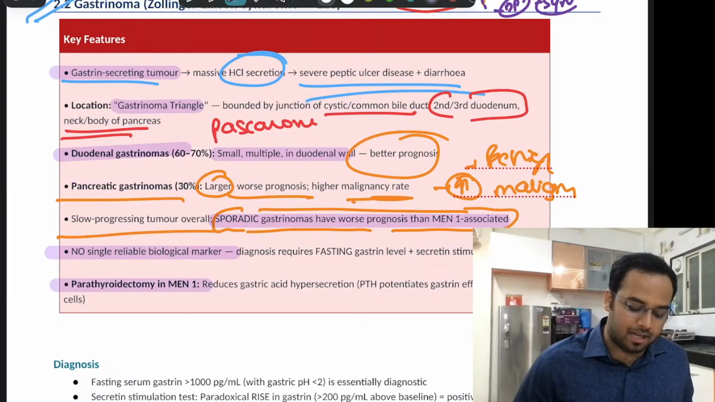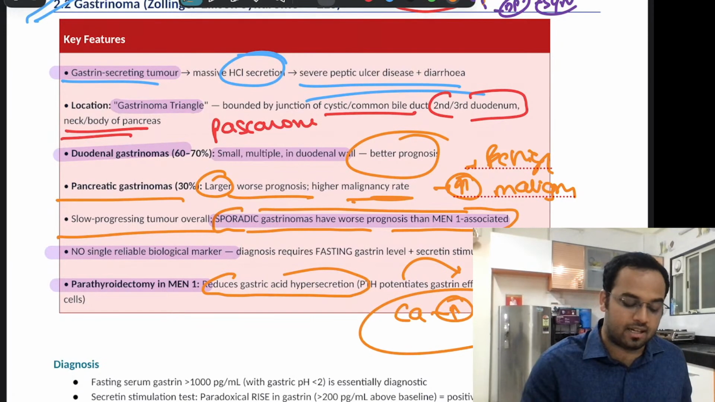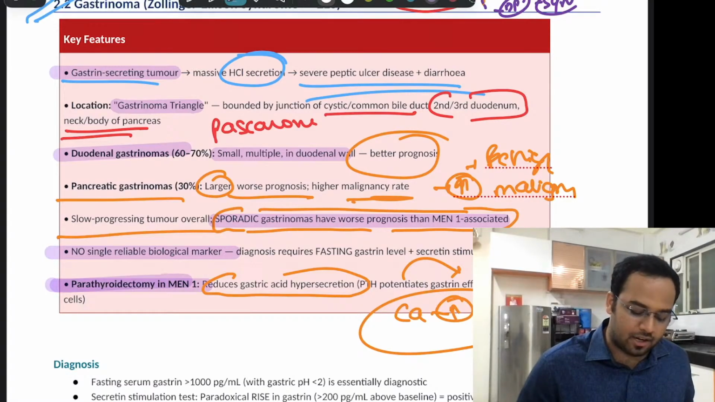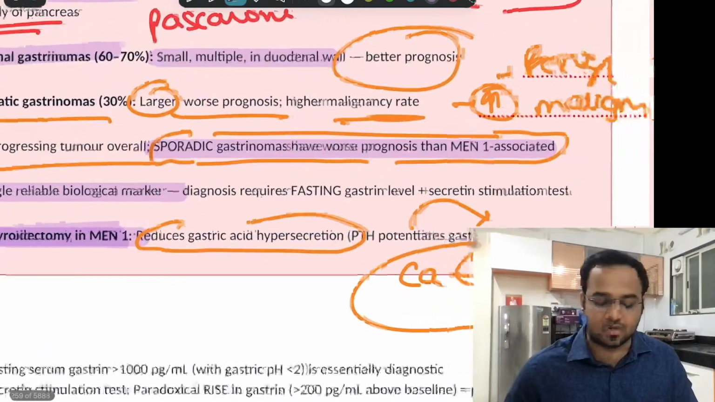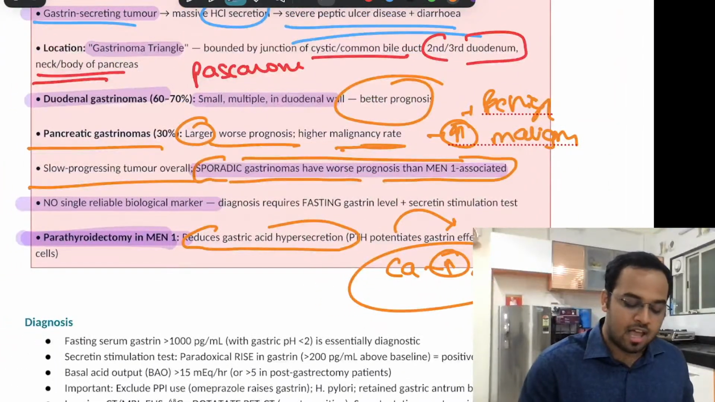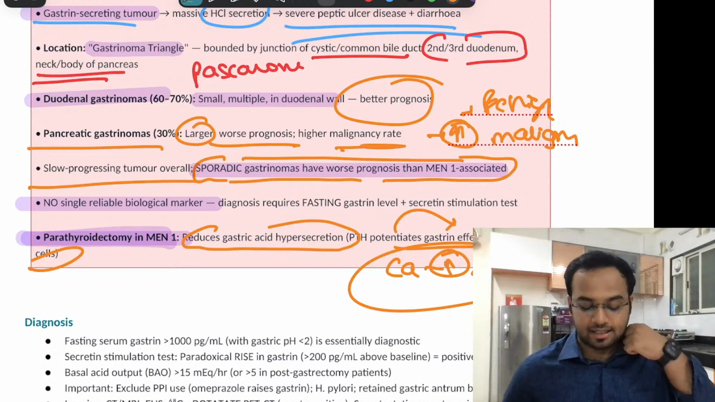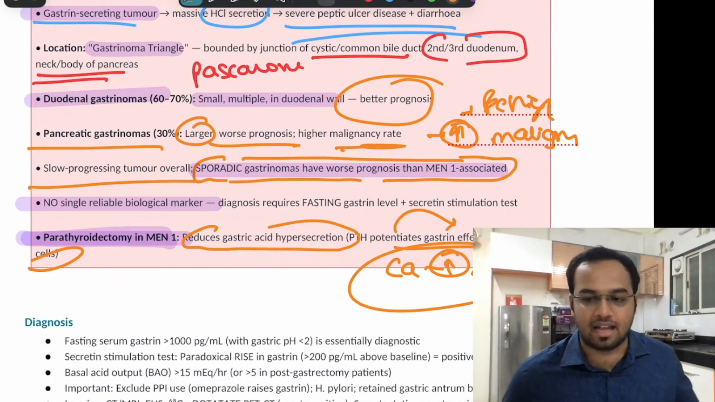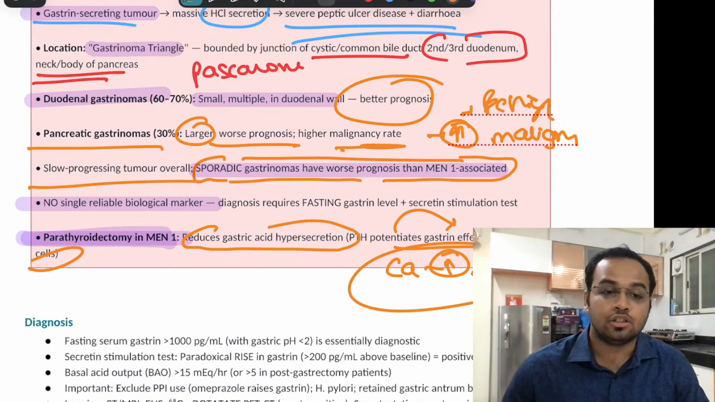So parathyroidectomy in MEN1 also reduces the risk of gastric acid secretion because we know that PTH is going to stimulate the gastrin and calcium is also going to stimulate the acid. So they have given that whenever you do a parathyroidectomy in MEN1 syndrome, it reduces the gastric secretions and the patient might be saved from getting a gastrinoma in the future. So very much important for you to know.